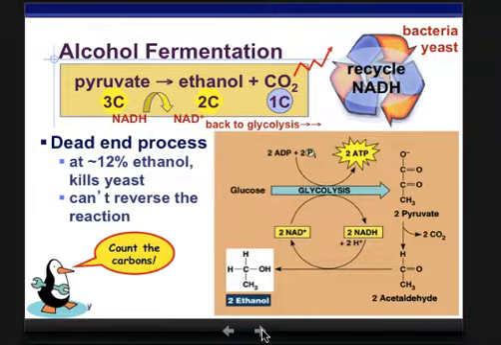Count the carbons. You want to see that we're ending up with the same number of carbons that we started with. We have 3-carbon pyruvate. Ethanol has 2 carbons in it, and carbon dioxide has 1 carbon in it. So we have 3 carbons on each side, so it's a balanced reaction. As you see, we go from glucose to the pyruvate still. That part of glycolysis is still there. We recycle the NADH, and we end up with ethanol and carbon dioxide.